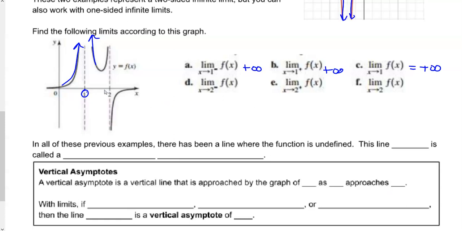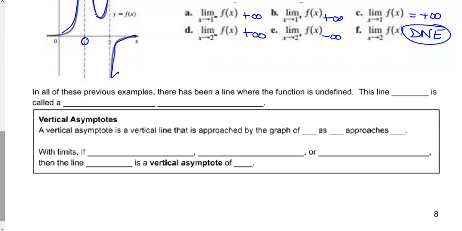X equaling 2 from the left means that I'm going way up here as, again, a positive infinity. But now when I approach 2 from the right on that function, we are going down to negative infinity. Therefore, because this limit is different than that limit on the right and the left, this two-sided limit does not exist.